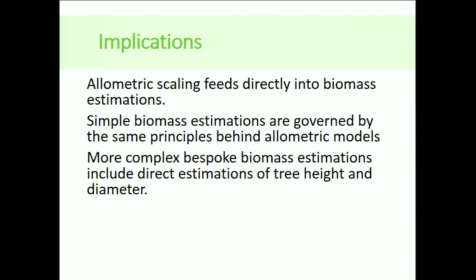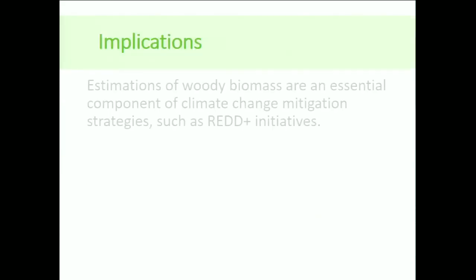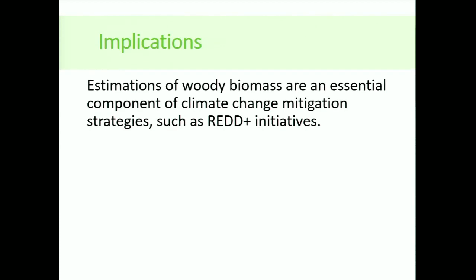For more complex biomass equations that directly use tree height diameter scaling to estimate biomass, basically this can be concerning if we don't include disturbance because it may be under or overestimating biomass. And the reason why this is important is because often estimations of woody biomass are used for projects, things like REDD+ and other carbon mitigation schemes.